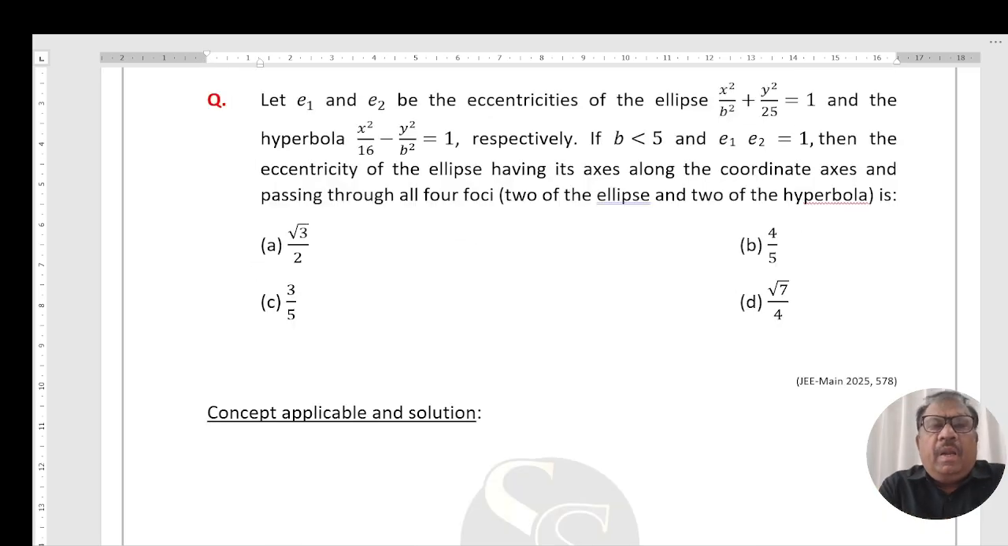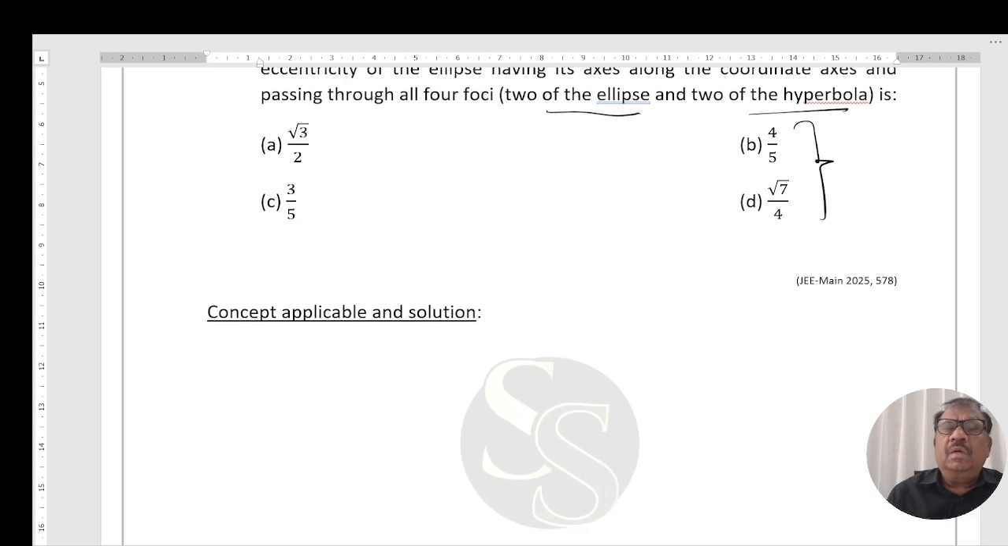Question is, let e1 and e2 be the eccentricity of the ellipse x square upon b square plus y square upon 25 equal to 1 and the hyperbola x square upon 16 minus y square upon b square equal to 1 respectively. If b is less than 5 and e1 into e2 product of eccentricities equal to 1, then the eccentricity of the ellipse having its axis along the coordinate axes and passing through all the four foci, 2 of the ellipse and 2 of the hyperbola, is. 4 options are given to you, one of the options is correct. Now the question is, one is the ellipse.